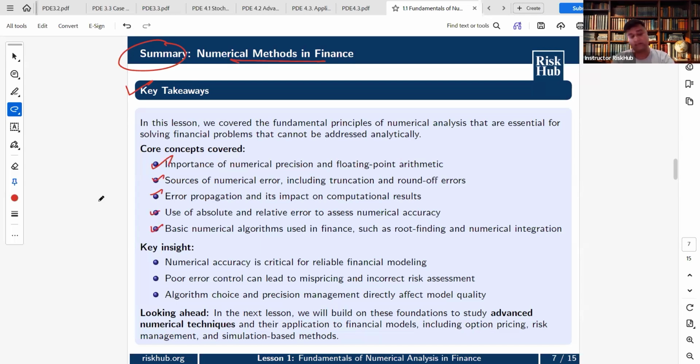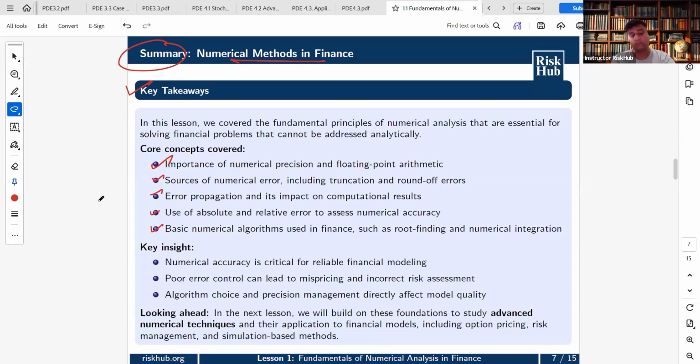finance. The real finance connection: if you're looking at floating point precision, it affects your pricing and Greeks. If you're looking at truncation error, it affects your binary trees and finite differences. Round-off error affects your Monte Carlo and iterative algorithms. Error propagation affects your VaR, CVA, and stress testing. Root finding affects your implied volatility and bond yield. Numerical integration affects your price expectation. Linear systems affect your PDE, pricing, and portfolio optimization.